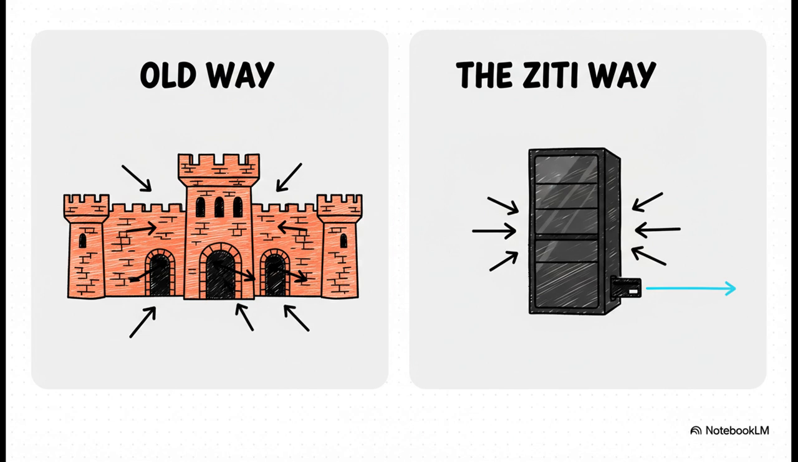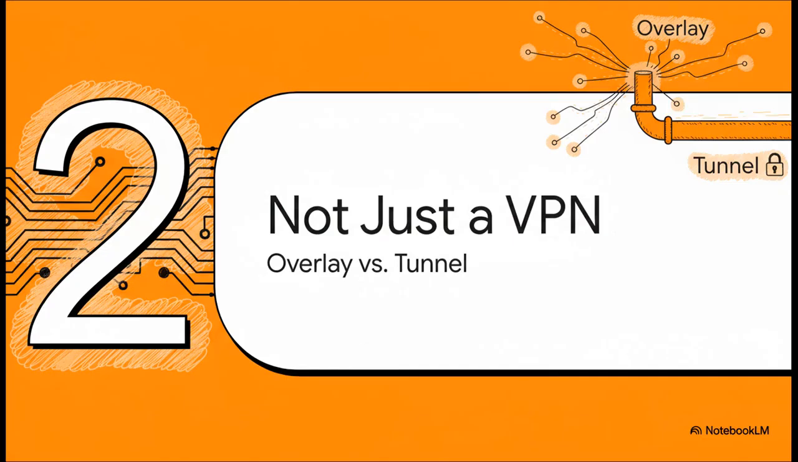As you can see on the right, your services become dark by default. That means zero open ports listening on the internet. The only way you can even see a service is if you've already been authenticated and authorized. Now, I know what you might be thinking. Okay, this kind of sounds like a VPN, and you're not wrong. That's a great place to start. But to really understand OpenZiti, we've got to be clear on what it isn't.